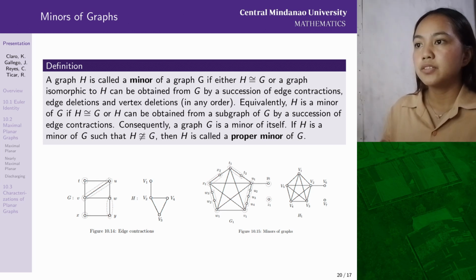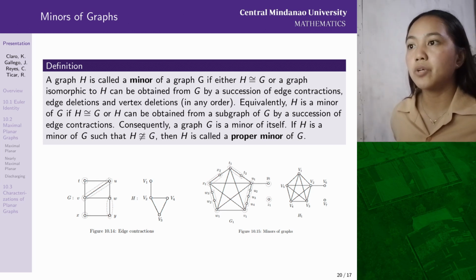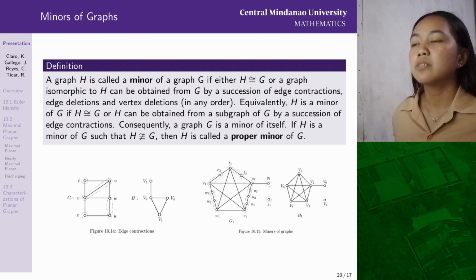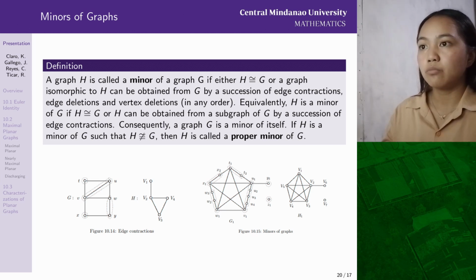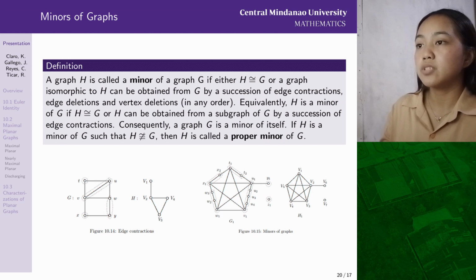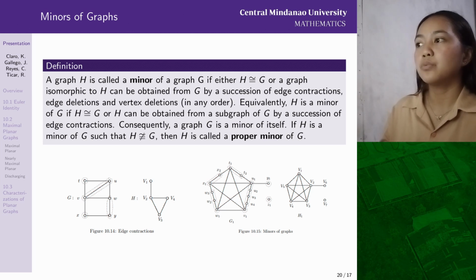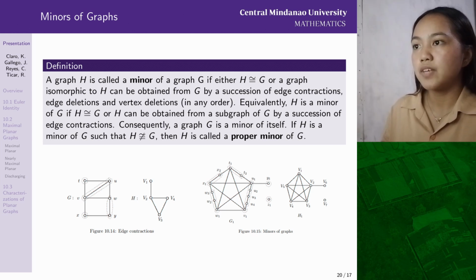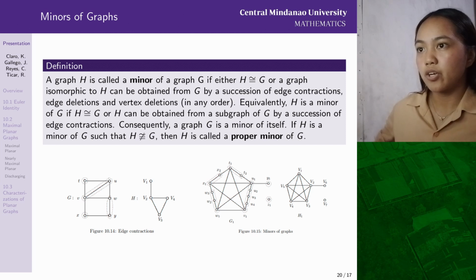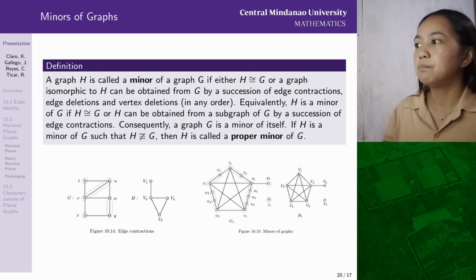So, for example, from G sub 1, if atong i-contract ang T sub 1 ug T sub 2 will result to V sub 1 sa ato ang graph H sub 1. Then if i-contract na to from G sub 1 again, ang U sub 1 up to U sub 4 will result sa V sub 2 sa atong graph H. And then if i-contract na to ang V sub 1 from graph G will result to V sub 3 from graph H. And if i-contract na to W sub 1 up to W sub 3 from graph G will result to V sub 4 sa graph H sub 1.